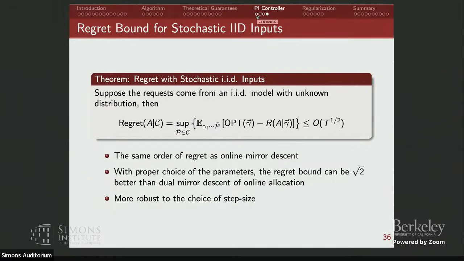Okay, great. This is a theoretical guarantee. You can get the same regret bound, square root of T. One thing I want to mention is that if you choose the proper step size and parameters, under some assumptions, we can show this regret bound is better than the online mirror descent algorithm. It's a constant, but still slightly better. Numerically, it's more robust to the step size. If you have a not so good step size, this algorithm can perform better.